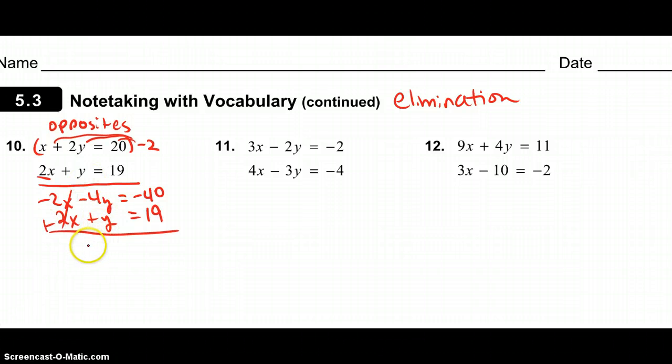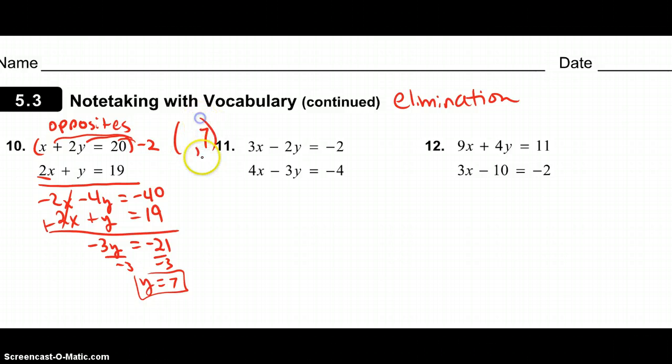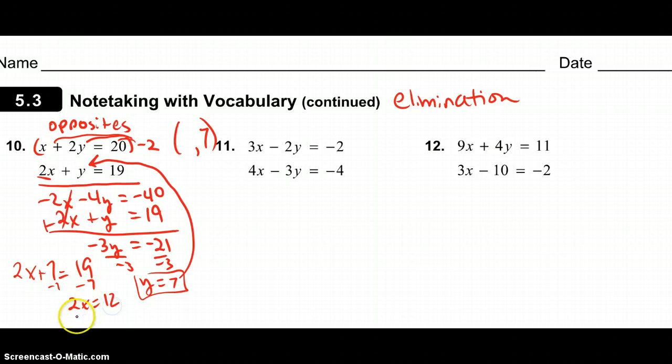And now when we add the y's, we get negative 3y equals negative 21. Continue solving. y equals 7. We're halfway finished. We can take that and plug it in. So now it's just like substitution. 2x plus 7 equals 19. 2x equals 12. x equals 6.